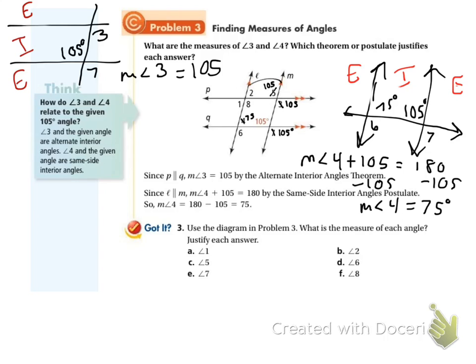If I look up here to angle 2 and angle 5, which I said angle 5 is 105 degrees, those are same side interior angles. So the measure of angle 2 plus 105 equals 180. So the measure of angle 2 is 75 degrees. So 75. Again, I can use vertical angles with angle 1 and angle 2, which we said was 75. So the measure of angle 1 is 75.